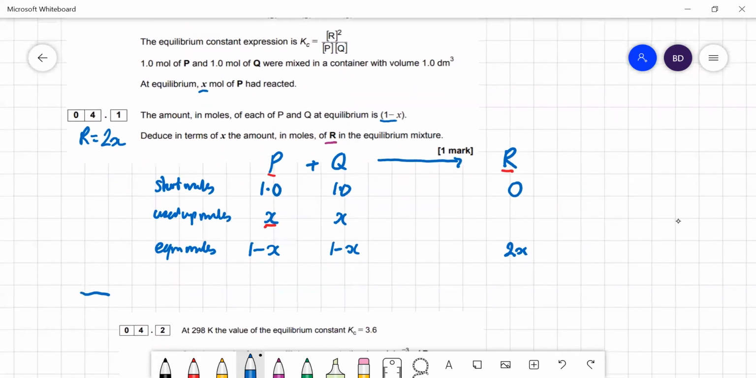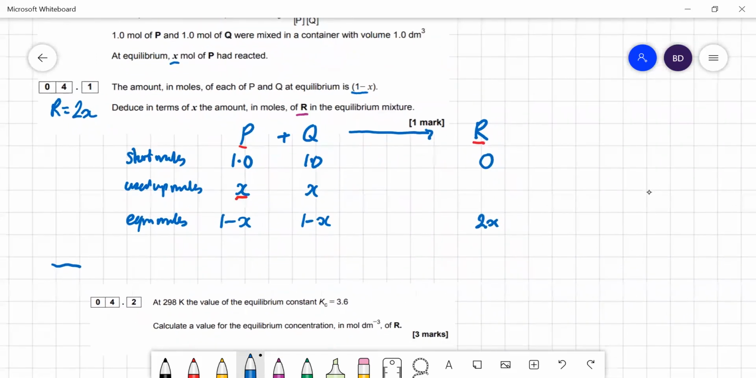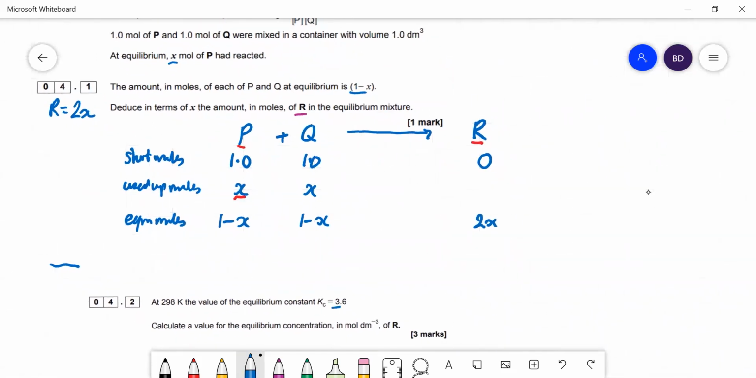Now, the next bit, they tell us the equilibrium constant is 3.6, and they want you to calculate a value for the equilibrium concentration in moles per decimeter cubed of R. Right, so what we need here is the Kc expression. Kc, so I should have a 2R there, sorry. Kc is equal to the concentration of R squared, over the concentration of P times the concentration of Q.